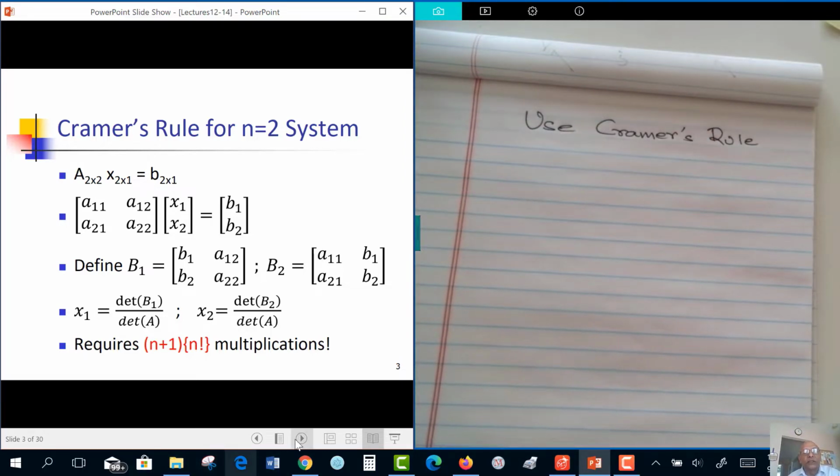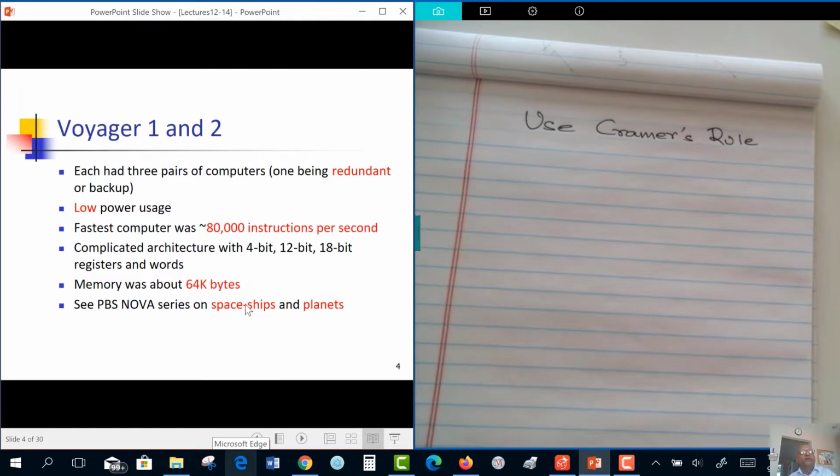To solve our equations. So before we begin, to give you an idea, you may remember in one of my previous week's lectures, I spoke to you about Voyager 1 and 2, how impressed I was. These were developed in the 1970s and they went on their voyage in 1977. As I said, they had three pairs of computers. One pair was redundant or used as a backup, with very low power usage. And the fastest of these computers did about 80,000 instructions per second.